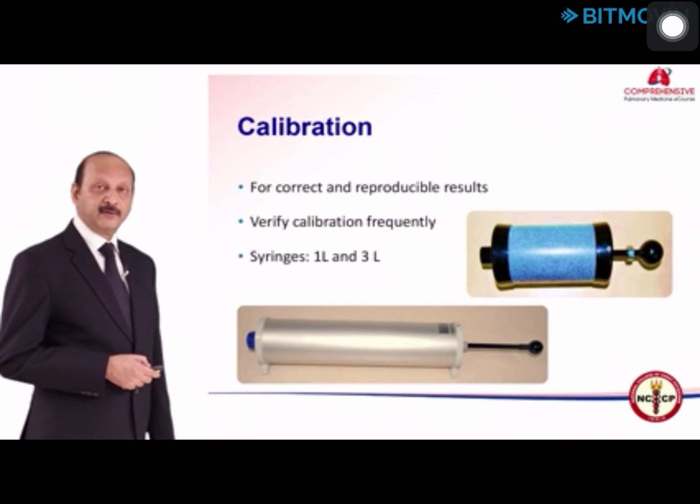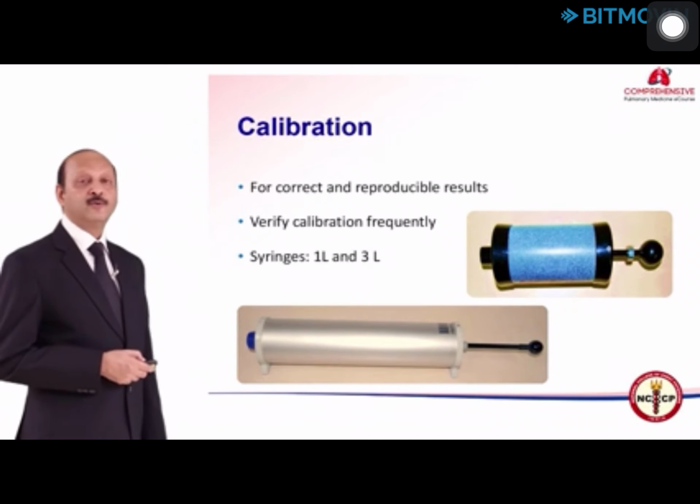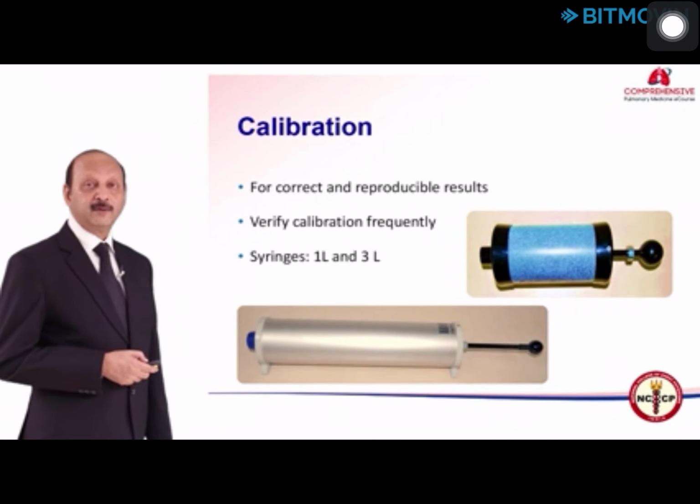Then calibration. Whenever we are measuring the lung functions of a patient, we must know whether, if the patient has 3 liters, the machine is measuring 3 liters or not. When we go to buy some vegetables, we want to ensure that if we are paying for 3 kg, we must get 3 kg of vegetables. So, here we want to know whatever the patient is exhaling is being measured correctly or not.